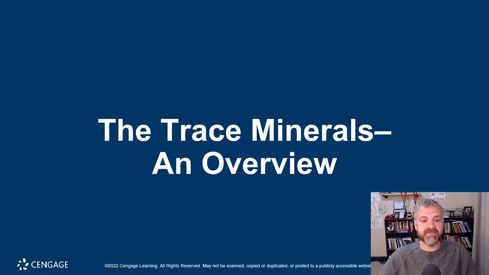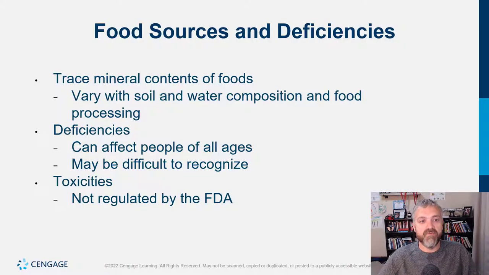All right, let's do this. The trace minerals, a quick overview. The trace mineral contents of foods, this is an important point, vary with soil and water composition and food processing. So we know that food processing can remove nutrients, including trace minerals, but the soil and water composition is a very big deal. For example, when we talk about selenium, I will tell you that the best food source of selenium is Brazil nuts. But that's not just any Brazil nut. There's nothing magical about Brazil nuts. They have to be grown in selenium-rich soil.